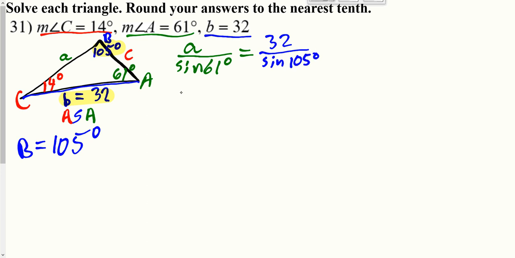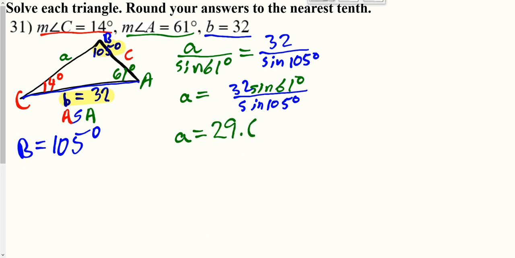And then to get A by itself, I've got to get rid of dividing by that sine of 61. So to undo that, I'm going to multiply both sides by the sine of 61 degrees. And so I'd have 32 times the sine of 61 over the sine of 105. I'm going to type that into my calculator: 32 sine 61, close my parenthesis, divide sine 105, and I get 29.0. I need to have the point zero because it says the nearest tenth.